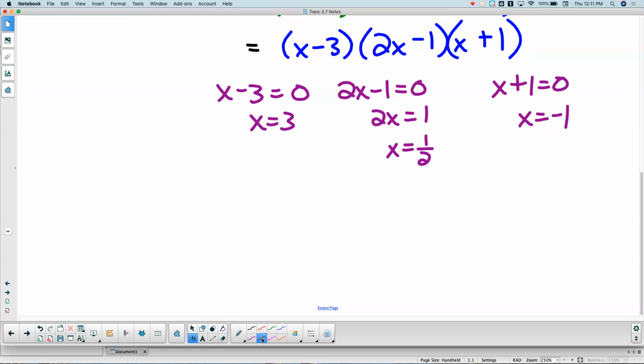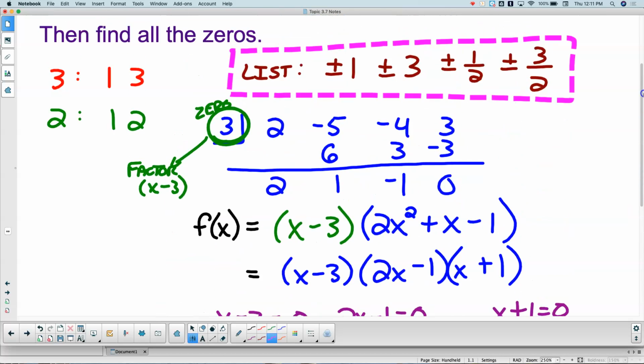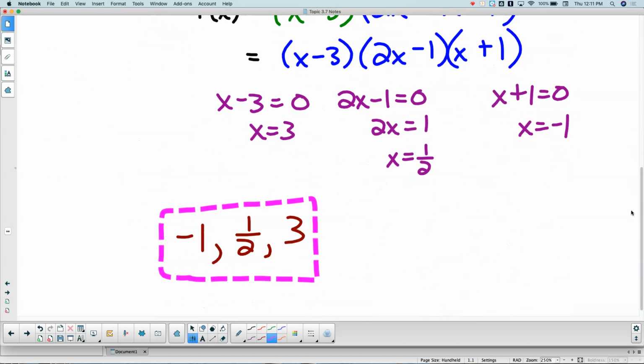Three zeros: -1, 1/2, and 3. So the 2 parts to the answer are there, and way back up here as the list. Okay. Agree? Love it.